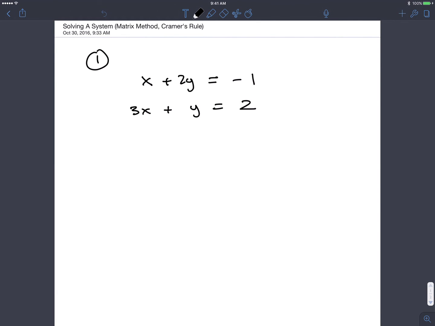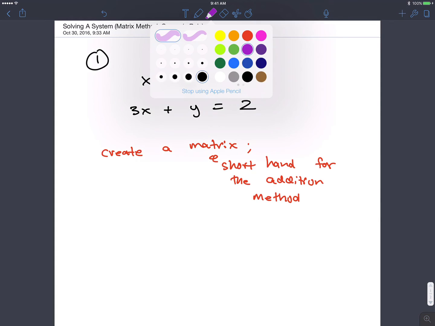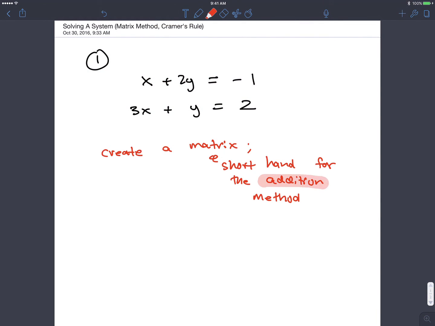Remember, we need to create a matrix, and it's really creating an augmented matrix. So we got to create a matrix here. And by the way, this matrix is really shorthand for the addition method, or at least this technique is. The matrix method is really shorthand for the addition method back when you learned beginning algebra. So I'm going to underline this being the addition method, and you learned this in beginning algebra.